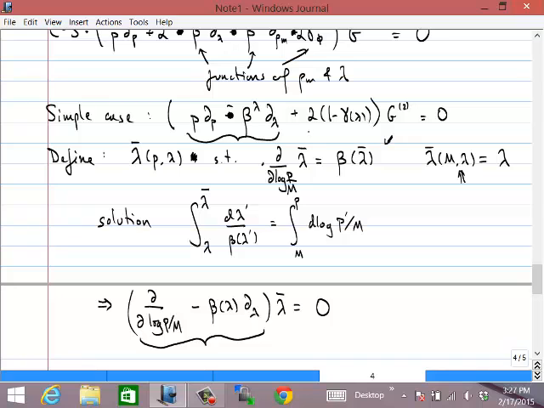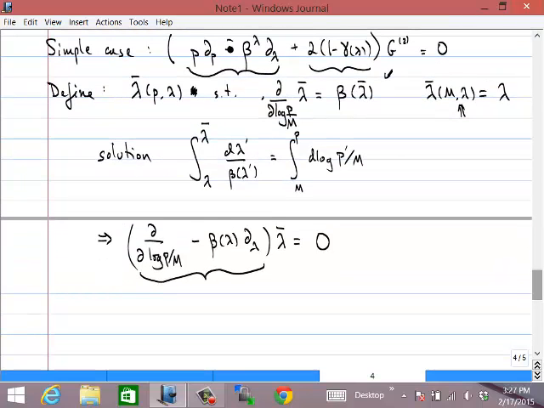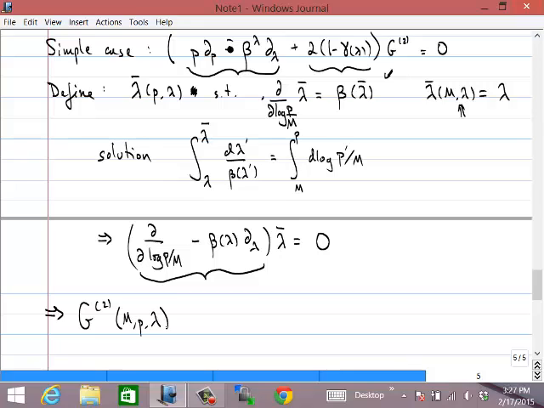So if you forgot about this second term here for a second, then the solution, so this is a function of m, p, and lambda, would just be that g2 is some arbitrary function, I'll call it curly g, that's what my curly g's look like, of lambda bar of p and lambda. Is that clear?